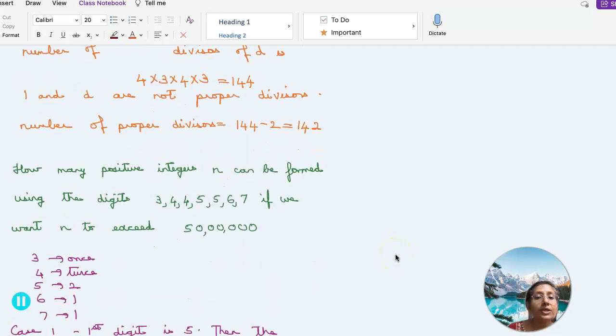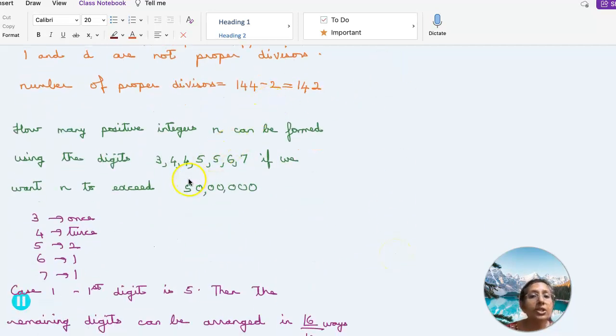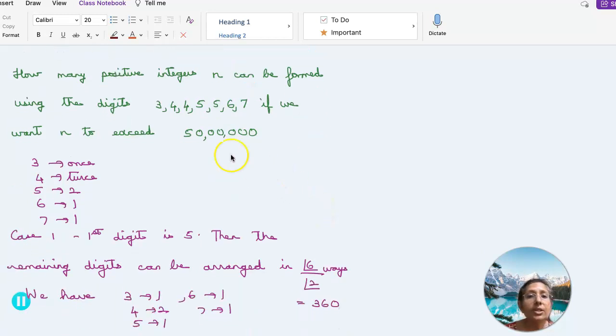How many positive integers n can be formed using the digits 3, 4, 4, 5, 5, 6, 7 if we want n to exceed 5 million? Now 3 occurs once, 4 occurs twice, 5 occurs twice, 6 and 7 occur once. So if the first digit is 5, then there are 6 remaining digits. They can be arranged in 6 factorial by 2 factorial ways because 4 is repeated twice, which is 360.